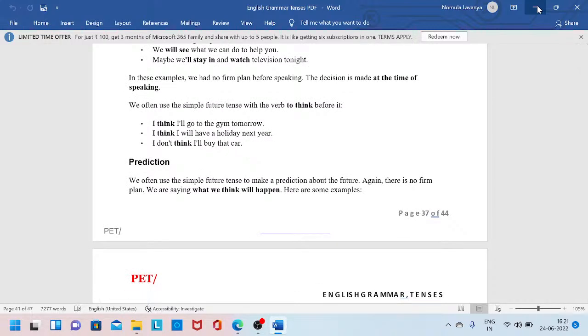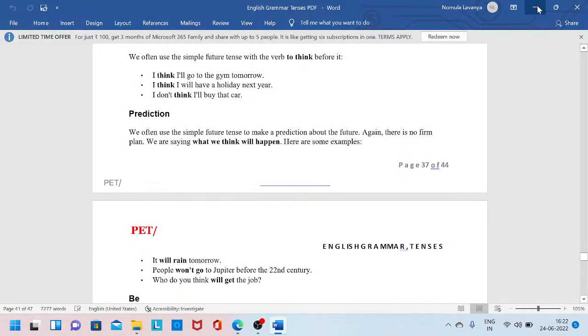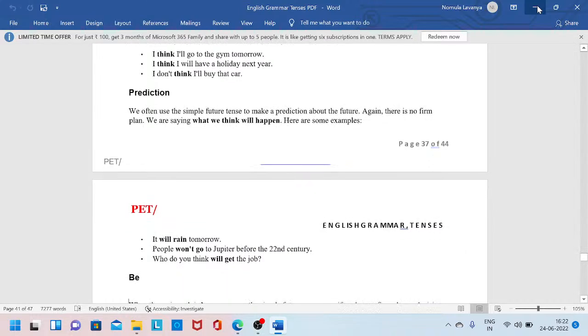We often use the simple future tense to make predictions about the future. Again there is no firm plan for this. For predictions we don't have any plan, but we say what we think will happen. So here are some: "It will rain tomorrow", maybe or maybe not. It is a prediction, it might happen. There is no firm plan for it. "People won't go to Jupiter before the 26th century." "Why do you think we will get the job?"